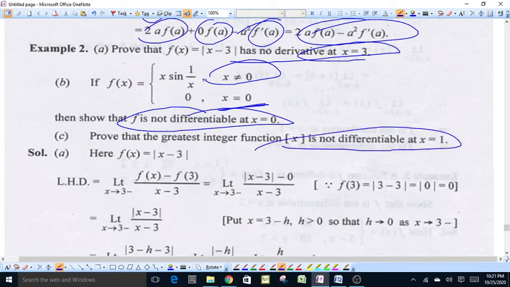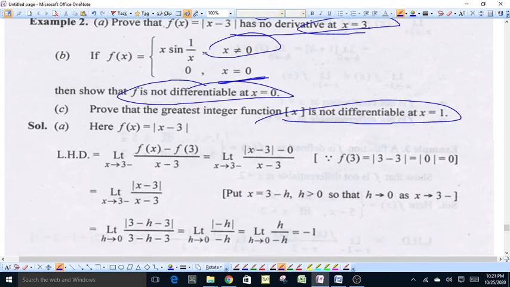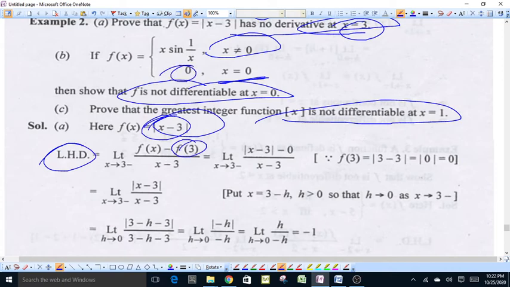Now see this first equation, f(x) = |x − 3|, and we have to prove that this is not derivable at x = 3. Now the left hand derivative of f(x) at x = 3 will be equal to the limit as x goes to 3 from the left of (f(x) − f(3))/(x − 3). By putting the value of f(x) and the value of f(3), f(3) is equal to |3 − 3| = 0.